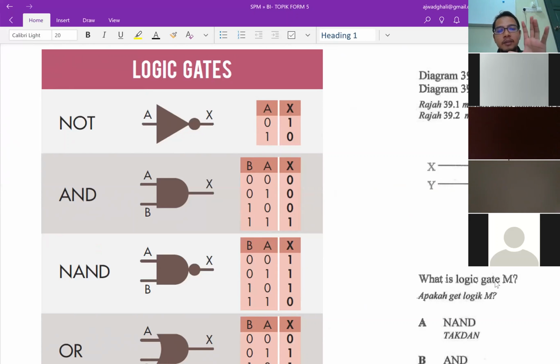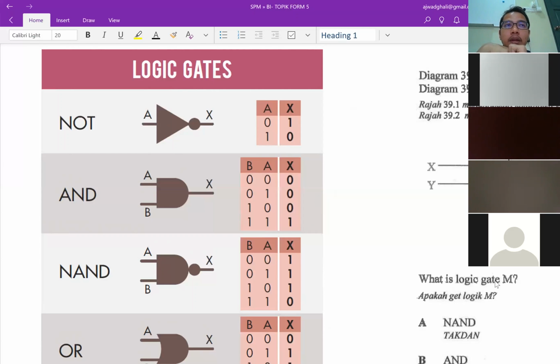If there is a person and the person walks through, then the door will open. That's a logic gate. Okay, so you do a logic. Same thing with your seat belt.